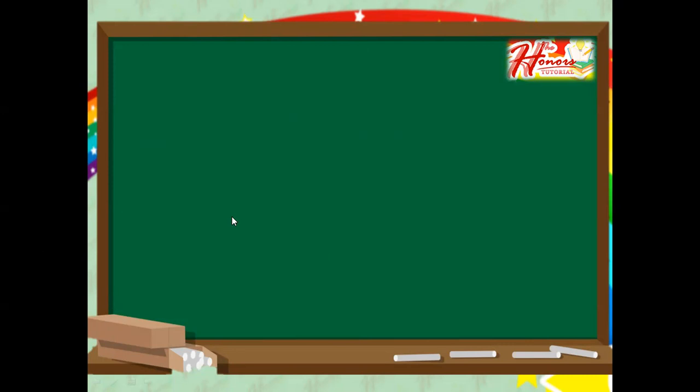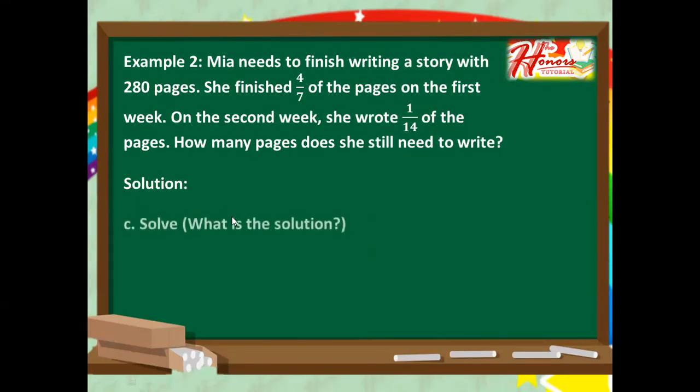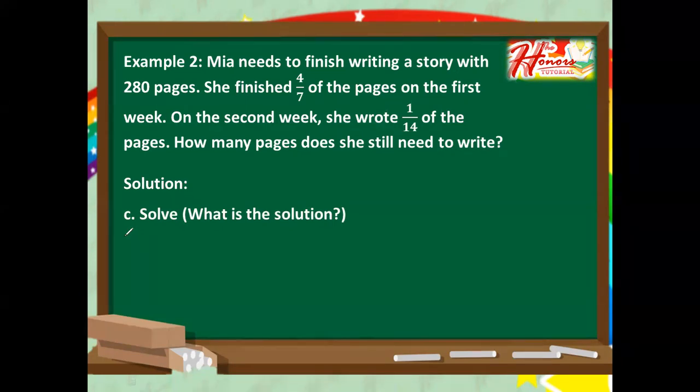Next, solve. Let's write our equation again. That is 280 minus the quantity of 280 times 4 over 7 plus the quantity of 280 times 1 over 14. And then let's solve first the equations inside the parentheses.